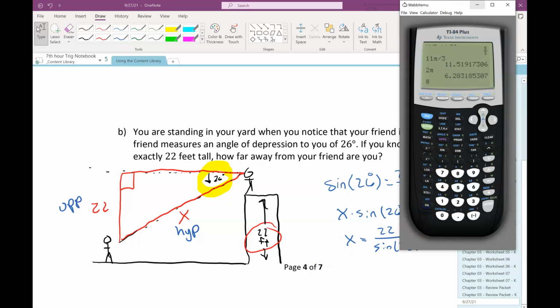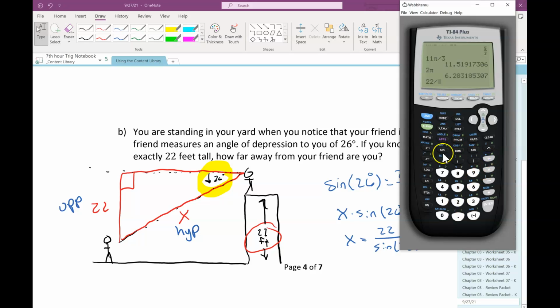Now, before I do sine of something on my calculator, I do need to check my mode. Since this angle is measured in degrees, I need to make sure my calculator's in degree mode. So I'll press the mode button. I notice that my calculator is in degree mode. If it wasn't, you just use your arrows so that the degree option is highlighted and press enter. If I want to put it into radian mode, I just move down there and press enter, and now it's in radian mode. I don't want to do that. I want to be in degree mode.